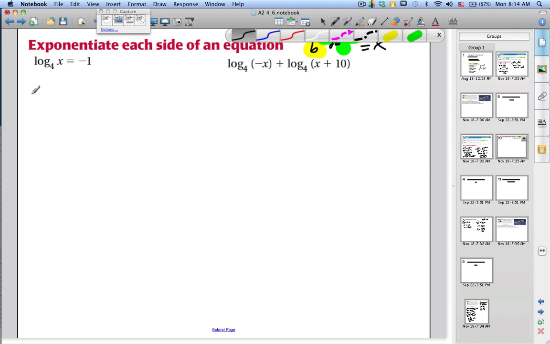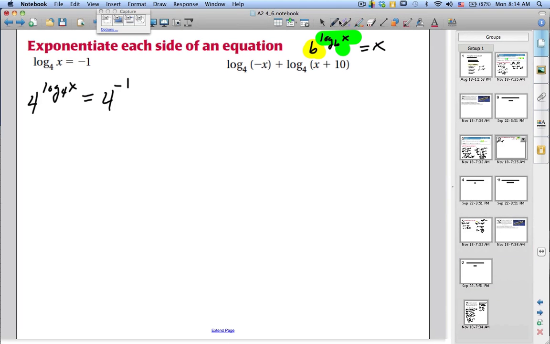So I have a log base 4. I'm going to take either side of the equation and make it an exponent on a base of 4. Okay, again, how did I know what base I wanted for my power? It's the same as the base of the logarithm. So when the bases match, these cancel each other out. So here I'll just get x is equal to 4 to the negative 1 power, which is 1/4.